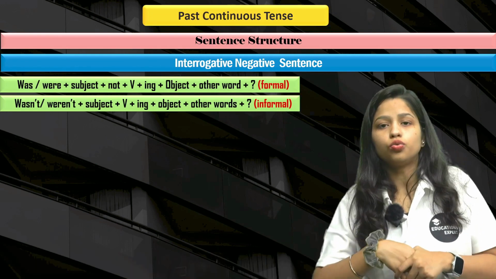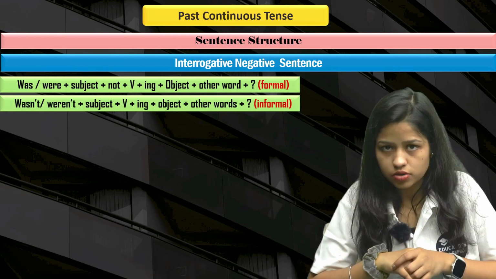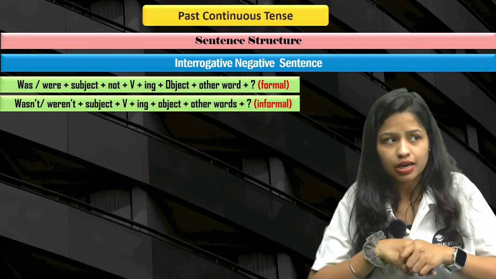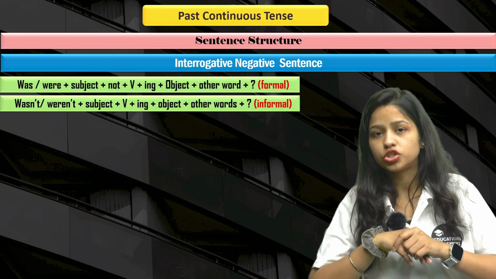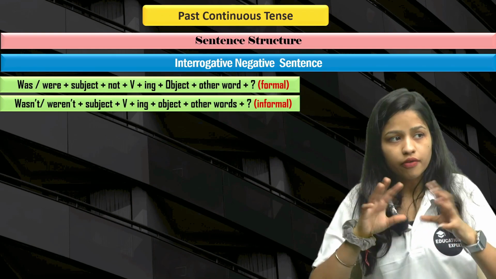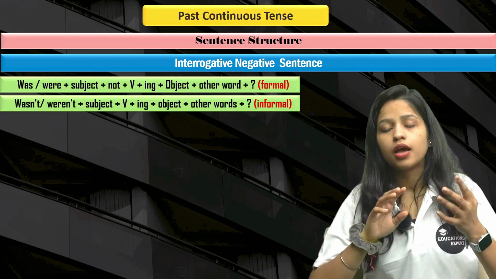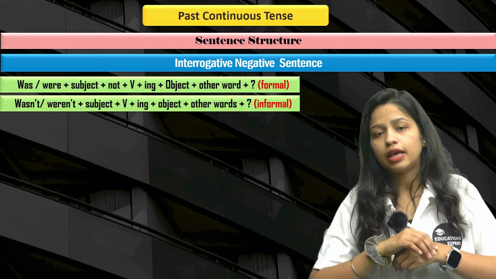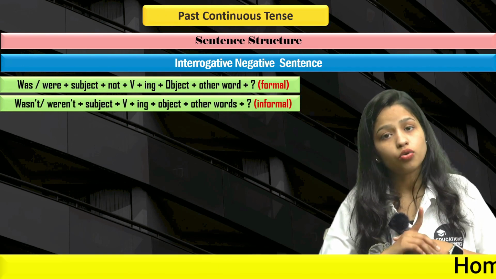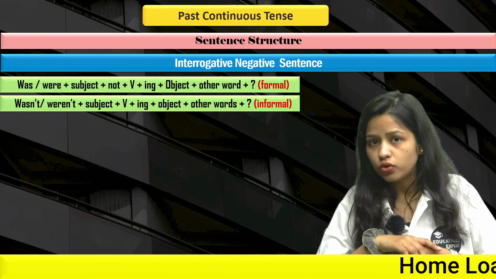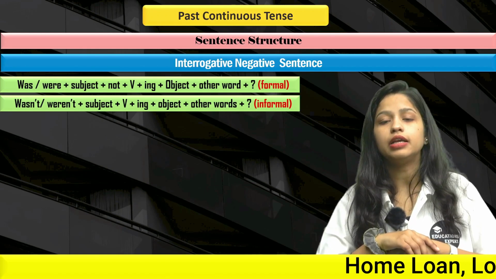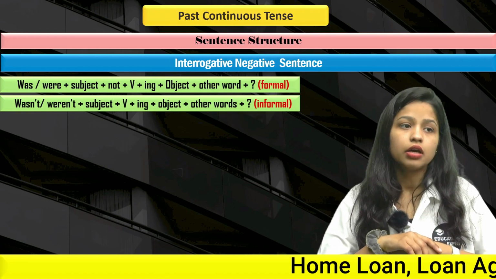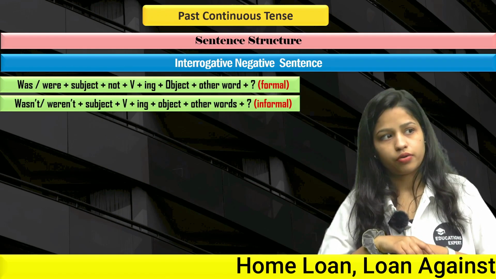So these are the two structures that I have distinguished, and both structures are exactly the same. We just shift the not from after the subject to before the subject while speaking, right? So if you are writing in a formal manner, then you have to follow the first rule, and if you are speaking or writing in an informal manner, then you have to use the second one, right?